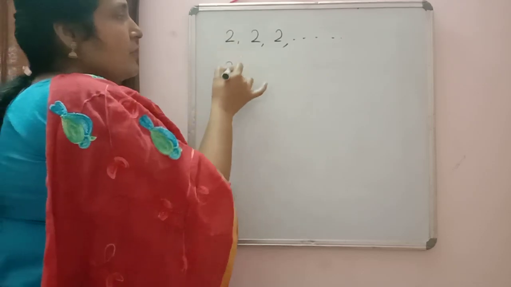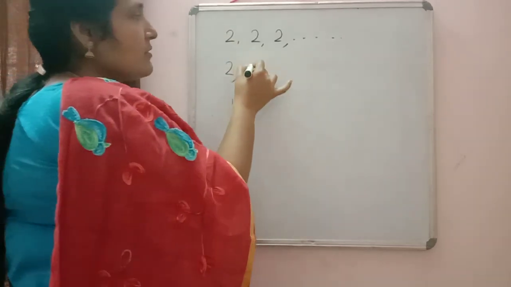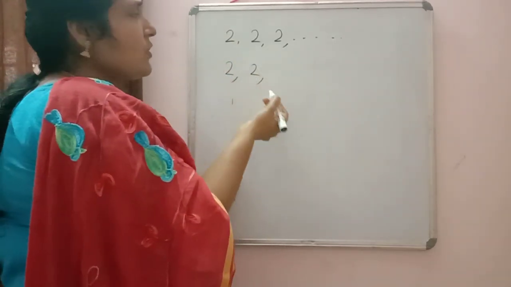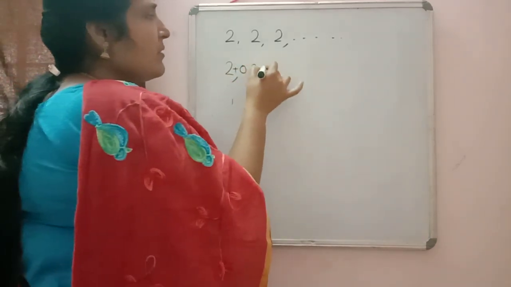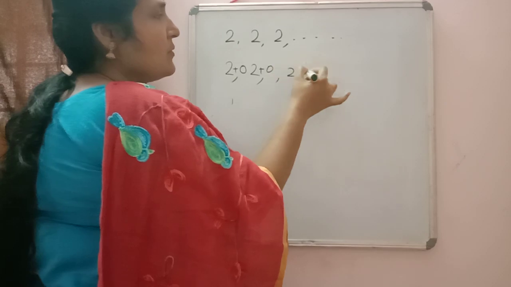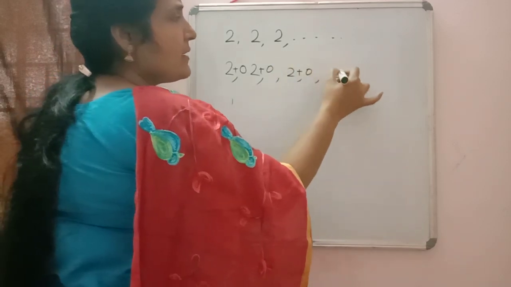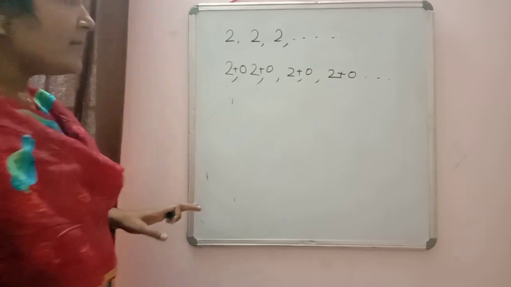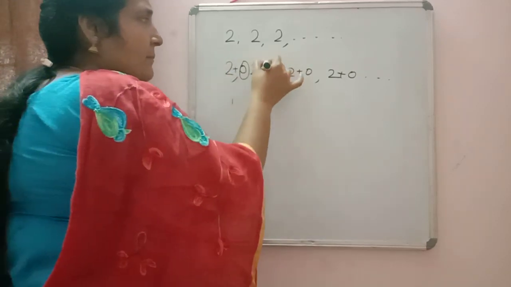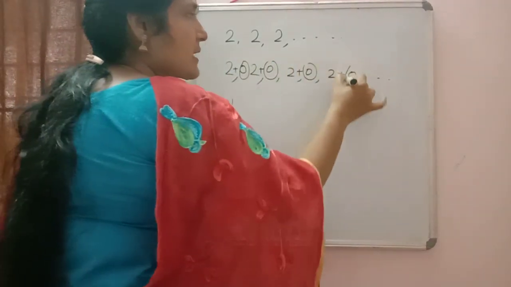The first number was 2. The second number was also 2. It means I did nothing; I added 0 there. The next number will also be equal to 2 only. Again, following the pattern, the next number will also be 2 only. So what did I add here? I added a number that is equal to 0.